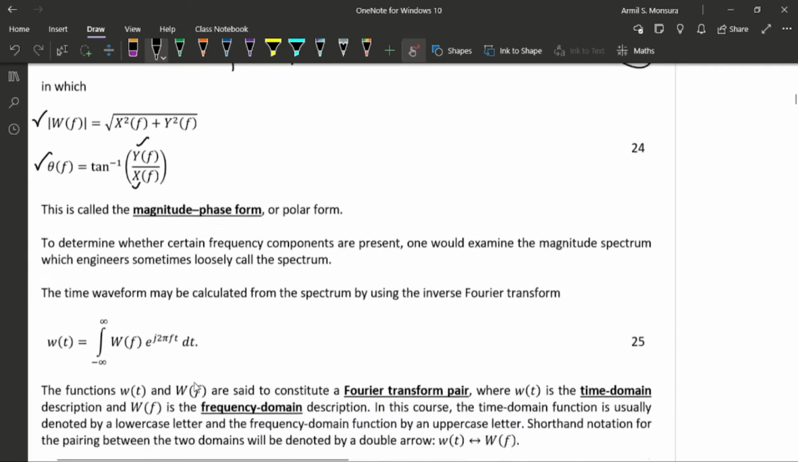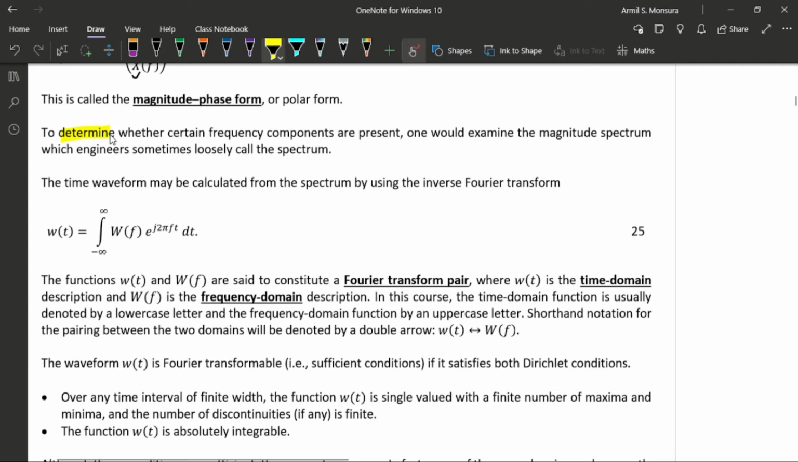To determine whether certain frequency components are present, one would examine the magnitude of the spectrum. Yun actually yung pinaka-importante dun sa hinahanap natin, the magnitude of spectrum. That is in practice: the first thing that engineers or analysts of waveforms do is look into the magnitude spectrum of your waveform. And this is what we loosely call the spectrum. Sometimes engineers use the term spectrum to actually refer to the magnitude spectrum, although in our discussion, I would be very specific in that regard.